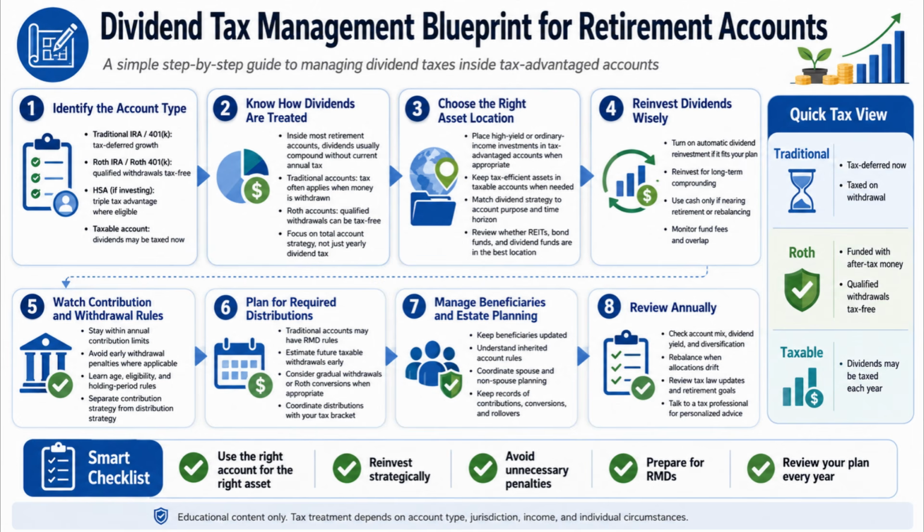Moving forward, required minimum distributions, also called RMDs, are another major point for traditional retirement accounts. At a certain age, some accounts may require you to start taking withdrawals. These withdrawals may increase your taxable income in retirement. Therefore, it is smart to estimate future distributions early. Some people also consider gradual withdrawals or Roth conversions when appropriate, but this should be done carefully with proper tax guidance.